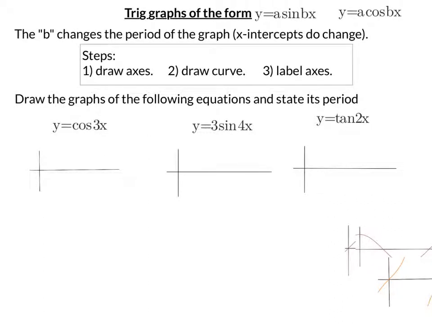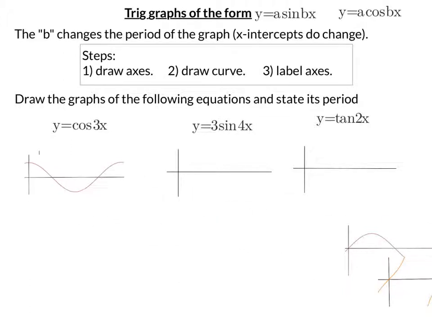In this video, we're going to look at trig graphs of the form y equals a sine bx or y equals a cos bx. Now the b changes the period of the graph. What that means is that the greater the value of b, the more periods you have over a certain interval. Now, we're going to draw some of these and we're going to see how the b relates to what the period is. So the first one is y equals cos 3x.